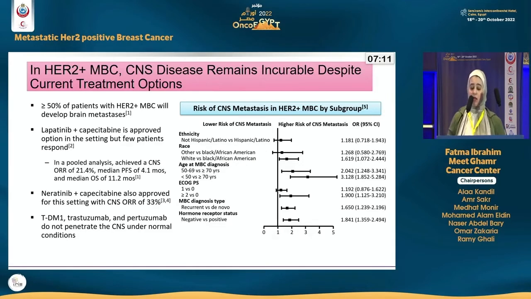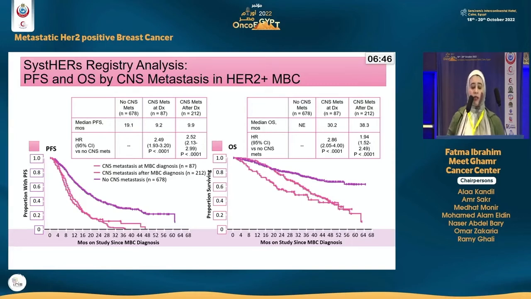Lapatinib plus capecitabine is an approved option in this setting, but few patients respond, with an overall response rate of about 21%, median progression-free survival of about 4 months, and overall survival of 11 months. Neratinib plus capecitabine has been approved for this setting with CNS metastasis, and overall response rate was about 33%. TDM1, trastuzumab, and pertuzumab don't penetrate the CNS under normal conditions. In this HER2 registry analysis of progression and overall survival by CNS metastasis in HER2-positive metastatic breast cancer, we can see that median progression-free survival and overall survival were worse in this group.